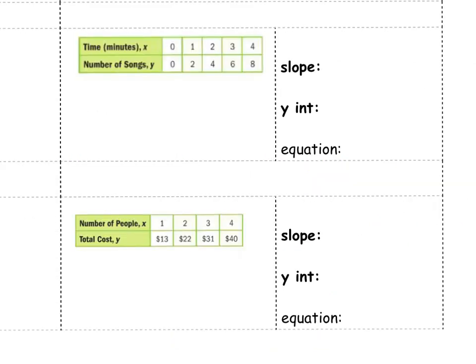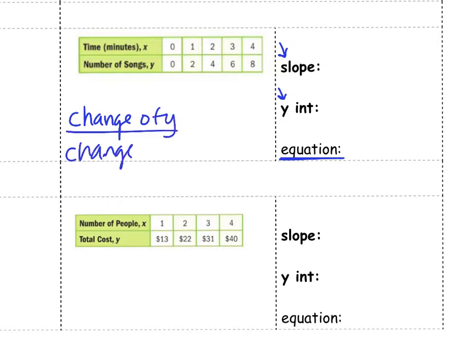So when we want to write an equation when given a table, we have to find two things. First, we're going to have to find the slope, and then we'll have to find the y-intercept. To find slope, we're really going to focus on that change of y over the change of the x values. If we focus on that thought for slope, it's going to really help us when identifying our slope.